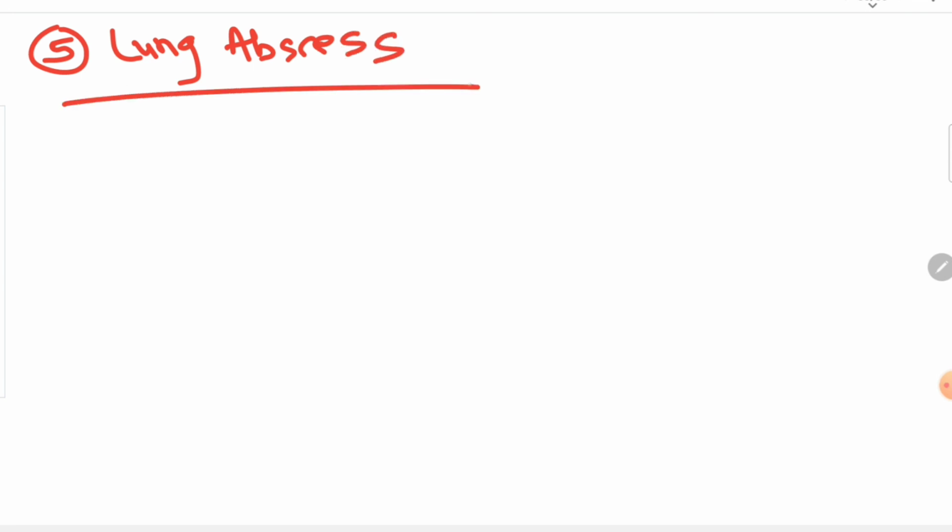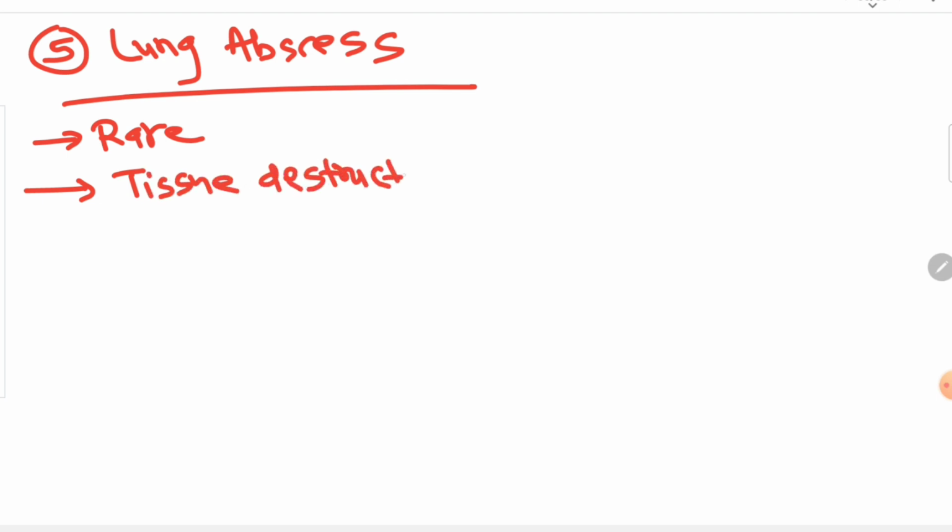Now fifth complication of pneumonia is lung abscess, which is a very rare complication. But in the lung abscess, the name itself suggests there will be lots of tissue destruction and the necrosis of large area of lung.